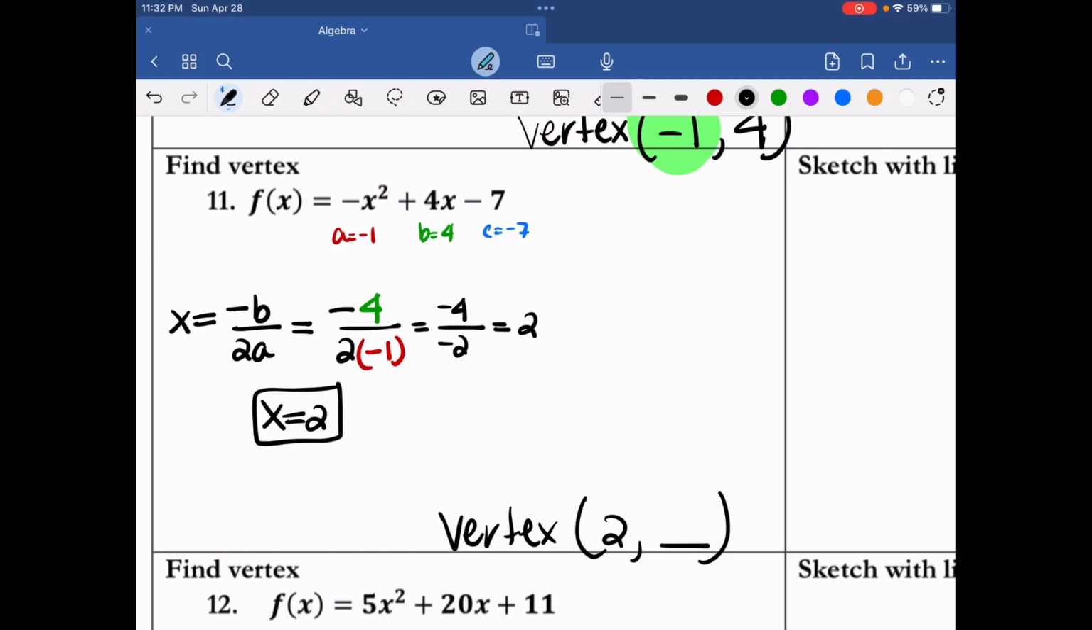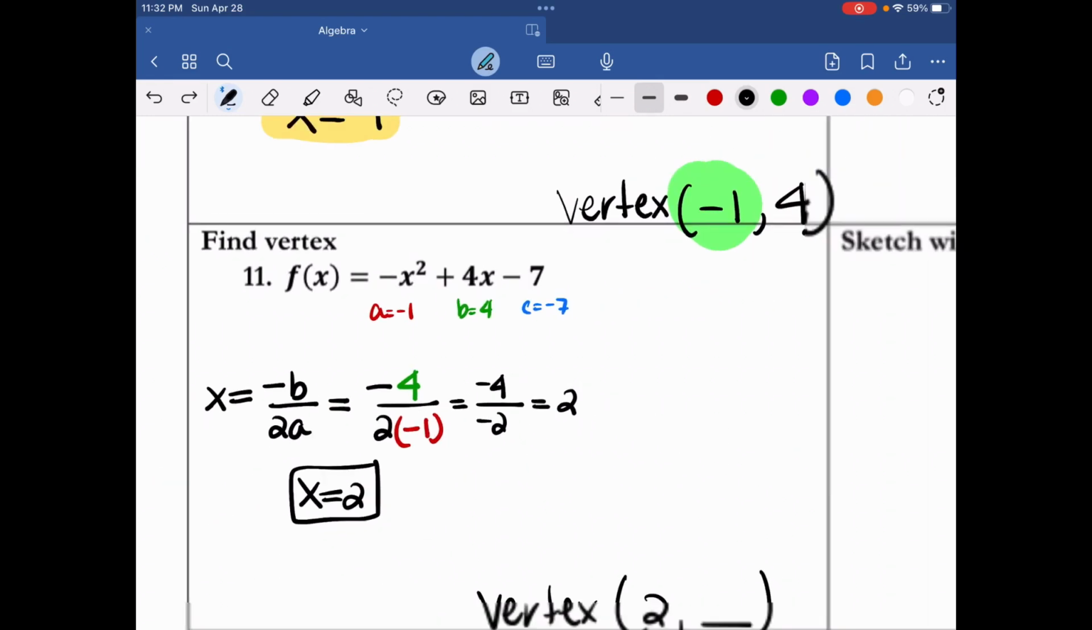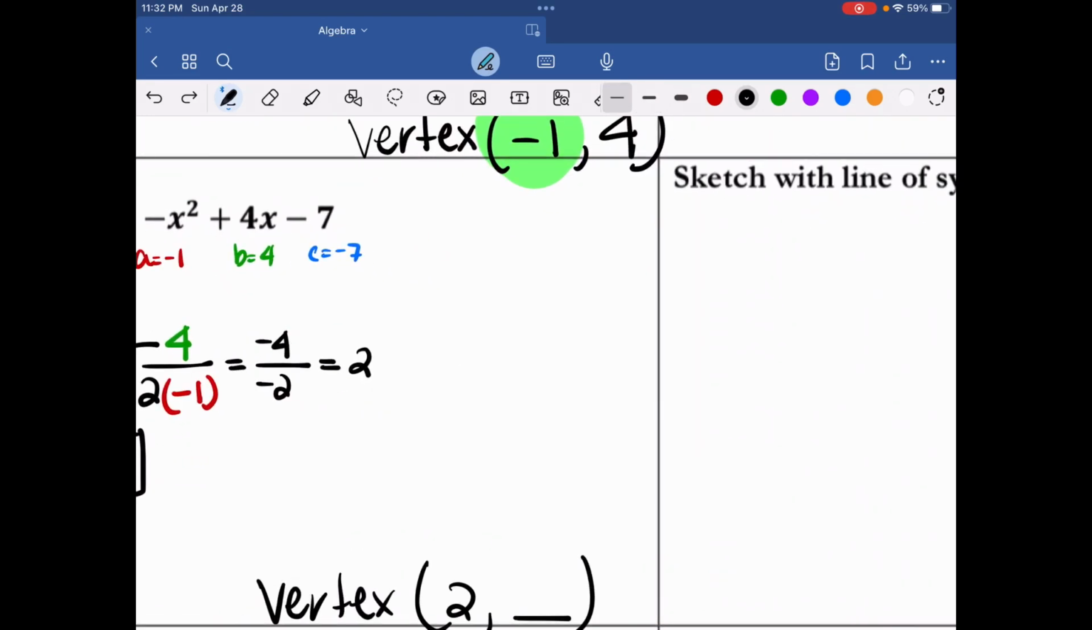So what are we going to do? Again, where we see an x, we're going to put the number 2 into the formula. So here's our formula. This one looks a little different. They did put f of x, and remember you can change f of x to y if you don't like f of x. That's fine too. So that's probably what I'll do. So I'm just going to write the formula. Y equals negative x squared plus 4x minus 7. All I did was copy it.